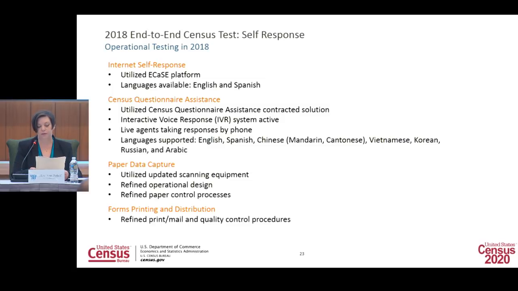Our paper data capture operation on-site at our National Processing Center used updated scanning equipment for the 2018 test. This was also the first test where we were able to set up our paper data capture operations in dedicated space, and then we used that experience to further refine the operational design and our paper control processes. The forms printing and distribution operation, which is responsible for the printing and mailing components of self-response, was able to use the test to refine our operational approach, including our print mail procedures and our quality control procedures.